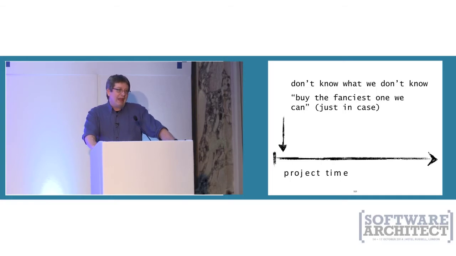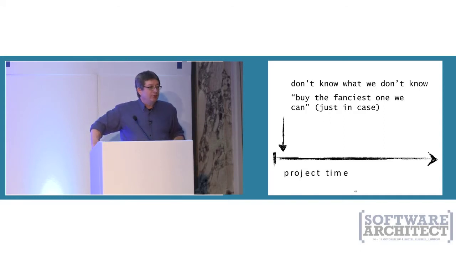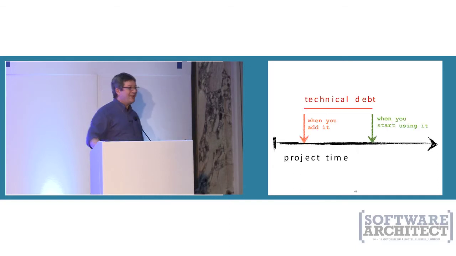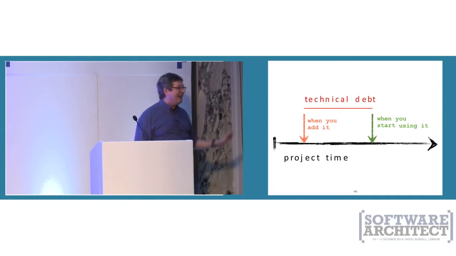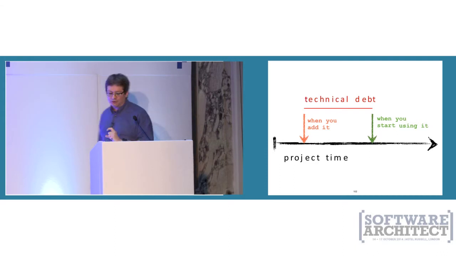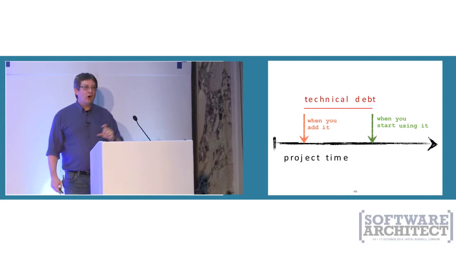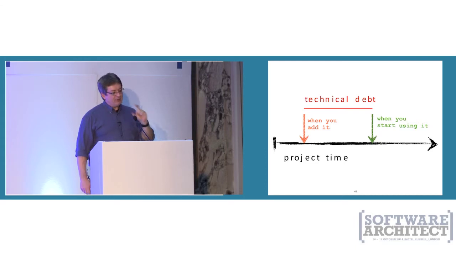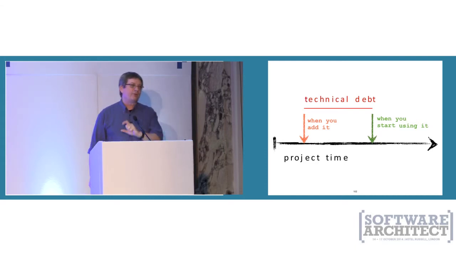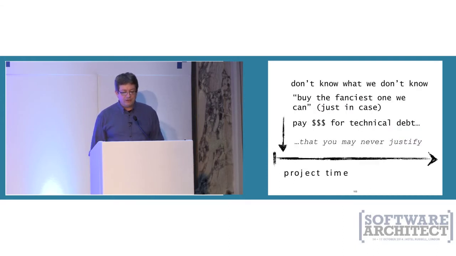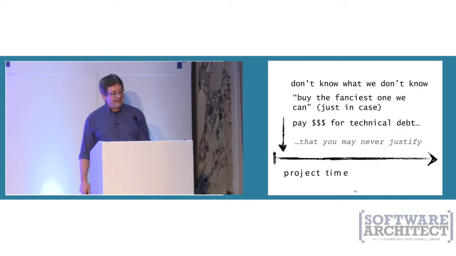And so the knee-jerk reaction in many organizations is, well, let's just buy the fanciest one we can, just in case, and we'll grow into that capability. But this is a terrible idea because you start paying technical debt for all those capabilities the day you add it to your code base, and don't start reaping the benefits of those extra capabilities until you start using them. And if you've bought the fanciest, most elaborate kind of framework in the world and you never end up using some of those features, you're basically paying money for technical debt that you never actually justify.